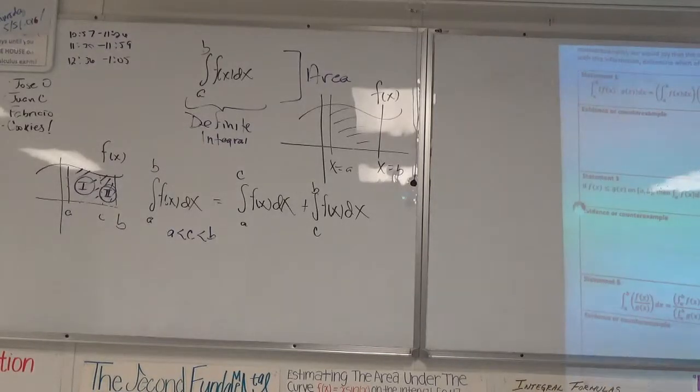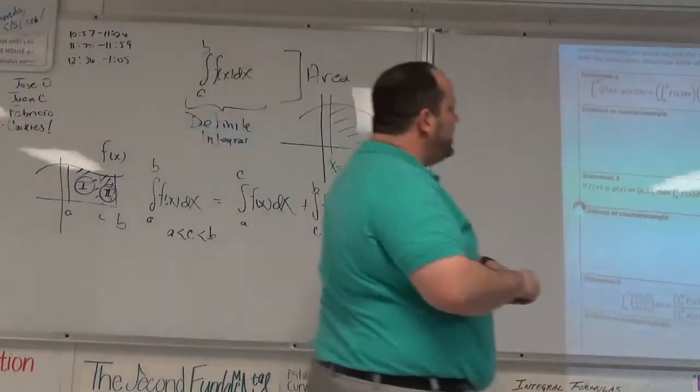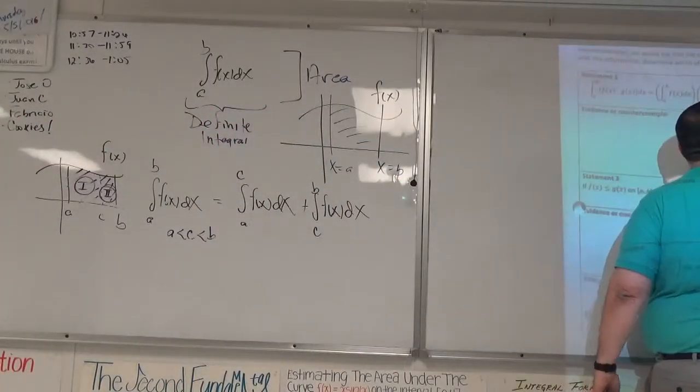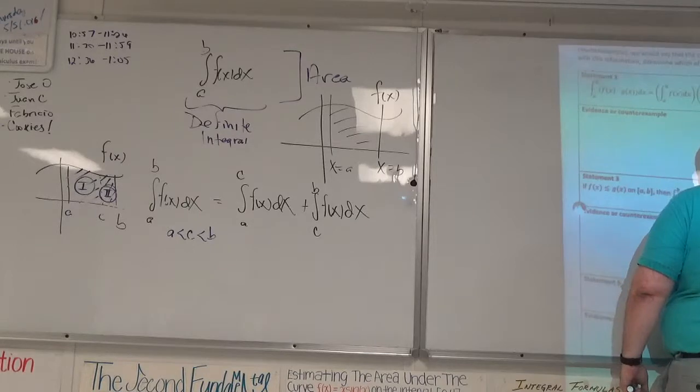Is this a property? Does it always work? For any even function that you try, when you pick these limits of integration in the way that they're indicated here, is that always going to work? Yes. And the answer is? Yes.